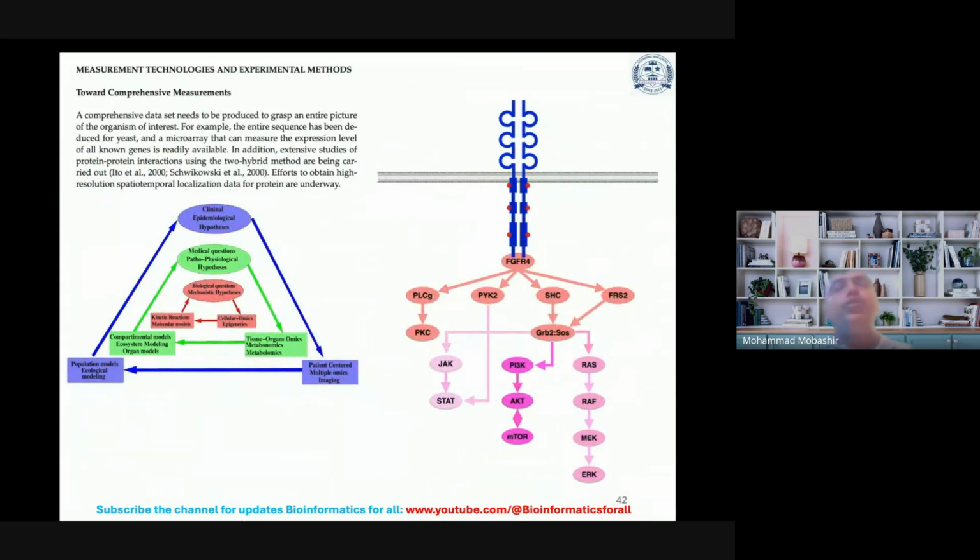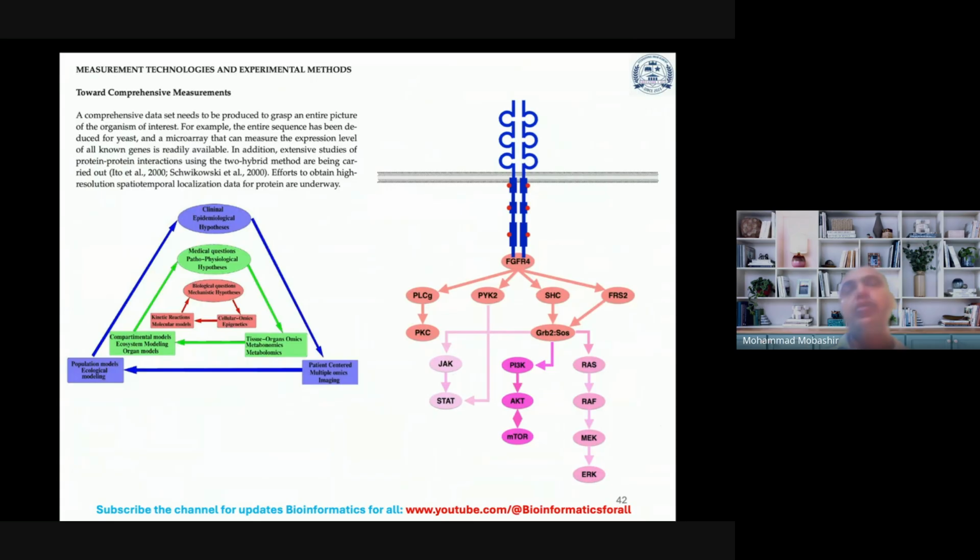Now, what are the comprehensive measurements? For example, here I have discussed earlier a comprehensive module, a technology or understanding. For example, this is the FGFR4 pathway. Here I have shown the downstream signaling pathways which could be regulated by the change in FGFR4. So one is the JAK pathway, then the MAP kinase pathway, and then the AKT pathway. So this is the AKT pathway, this is the MAP kinase pathway, and they are connected with each other. That is called pathway crosstalk.